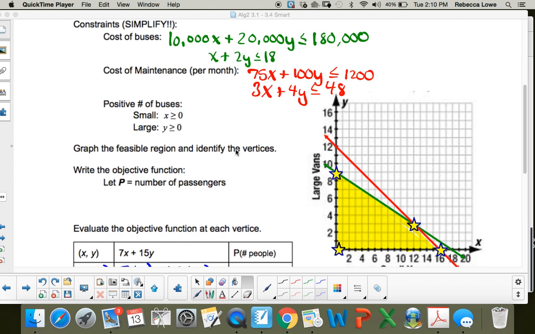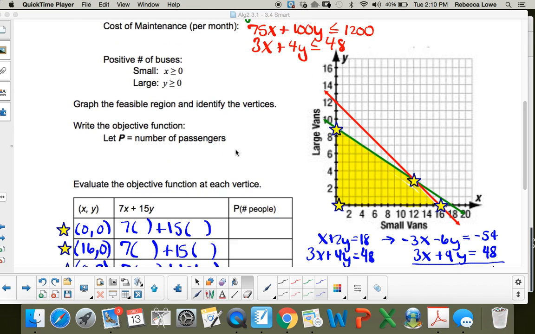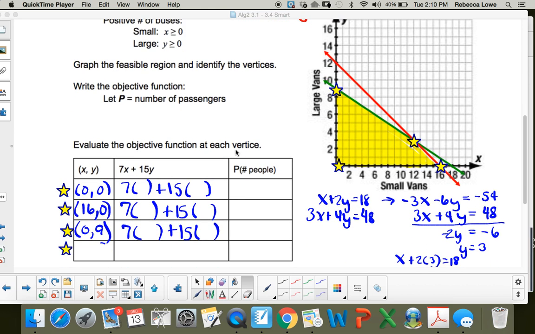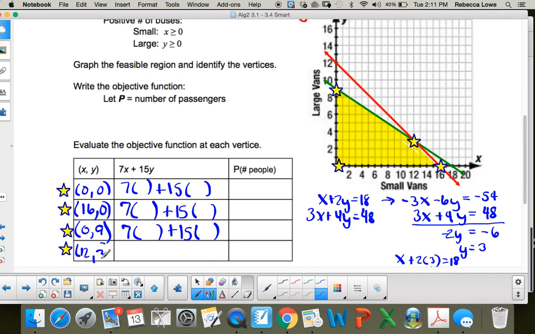Before we do that, let's just make sure we have the feasible region vertices. So they are (0, 0), that one's easy to see. (16, 0), that one's easy because that's an x-intercept. (0, 9), that's also easy because it's an intercept. So the one that we have to verify is this one, (12, 3). We have to make sure that (12, 3) is indeed the other vertex. We can't just guess, so we have to verify it. And I'm verifying it here.